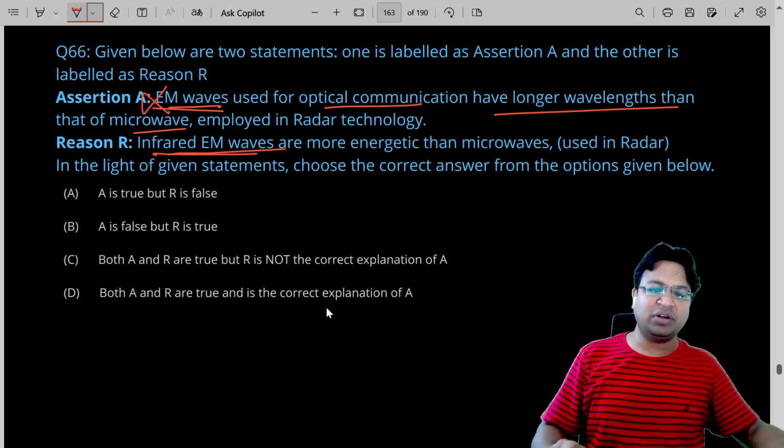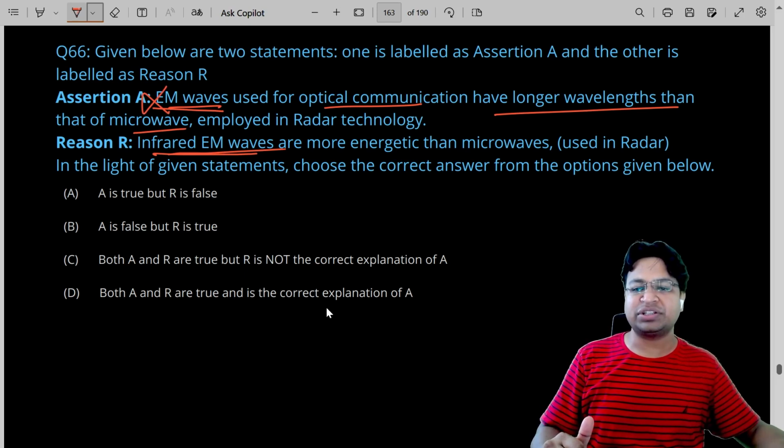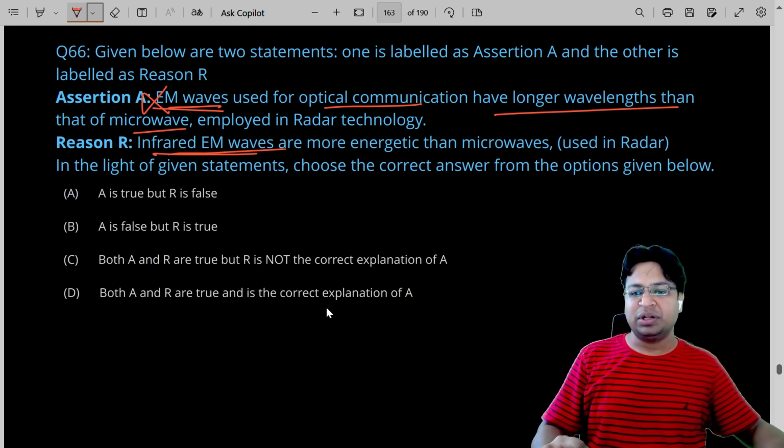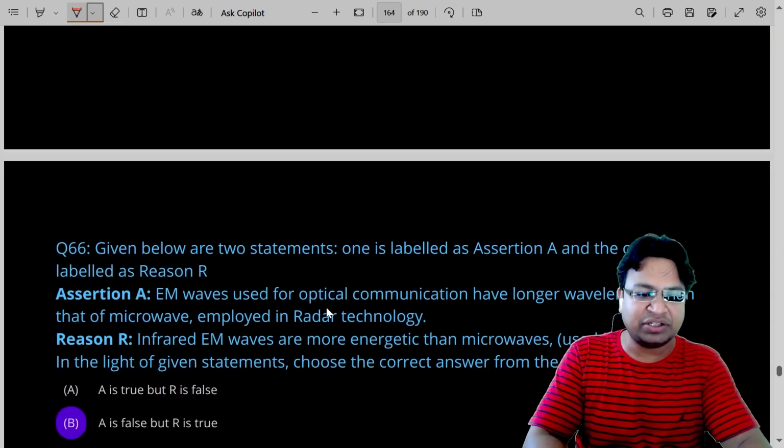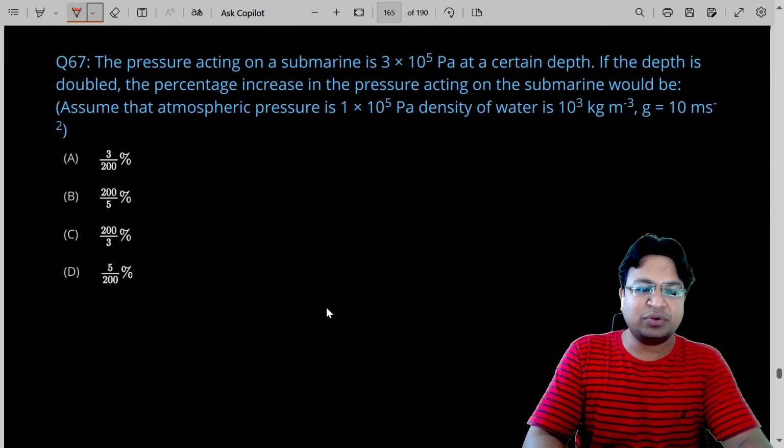So statement A is wrong. And statement two says infrared EM waves are more energetic than microwaves. Yeah, that part is true. So here we will go with option B. A is false, but R is true. Okay. Next, we go to question number 67.